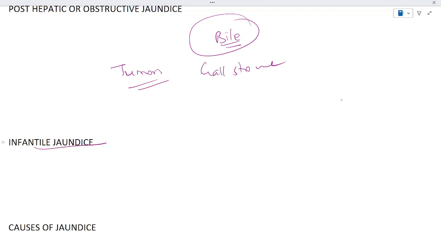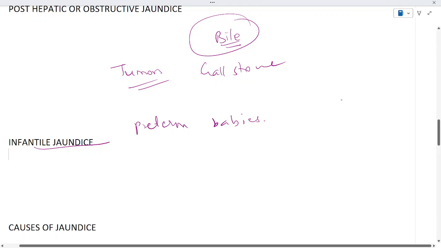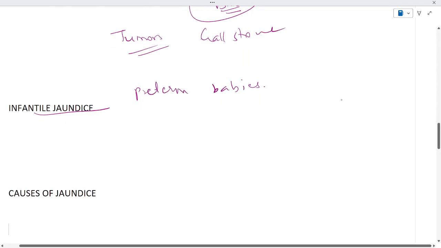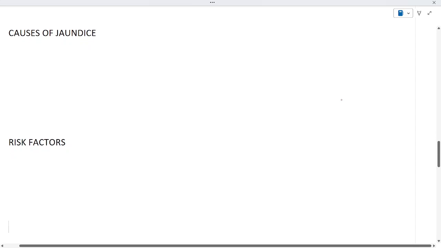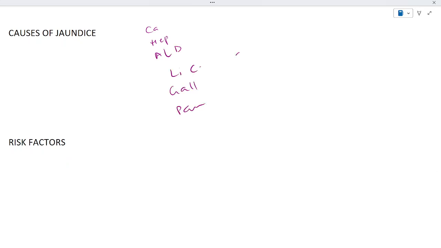And the last, very commonly seen type of jaundice is called infantile jaundice, which is most commonly seen in preterm babies, and it occurs because the baby's liver cells are not mature enough to quickly remove the bilirubin from the system, and that causes an excess of bilirubin. Causes include cancer, hepatitis, alcoholic liver disease, liver cirrhosis, gallstones, pancreatitis, congenital disorders, and the like.